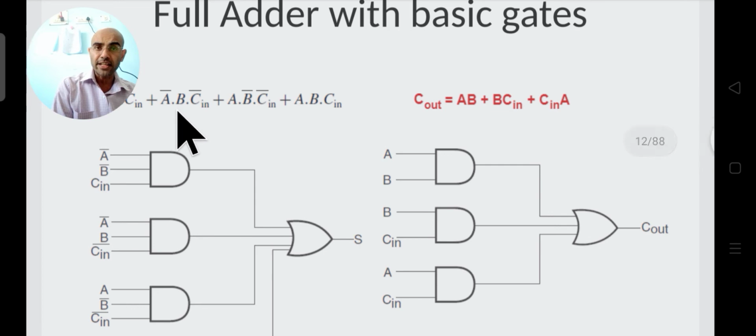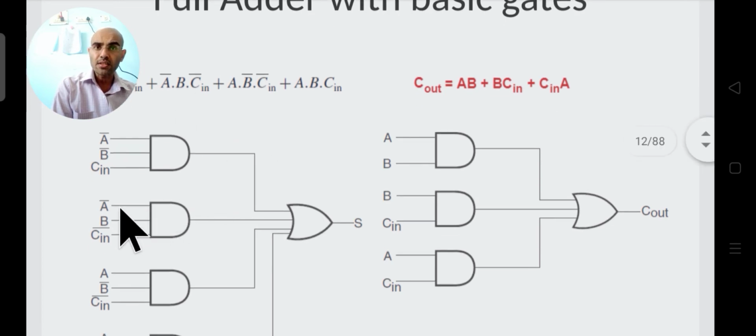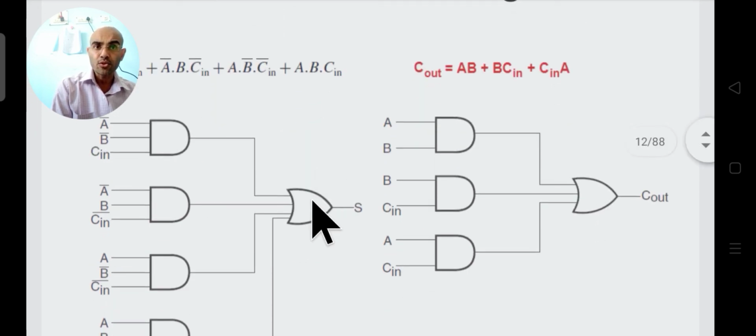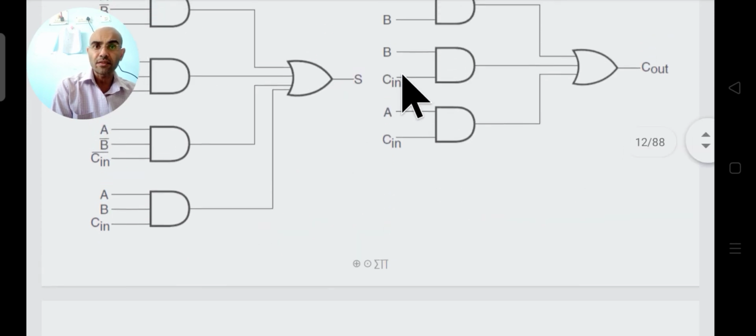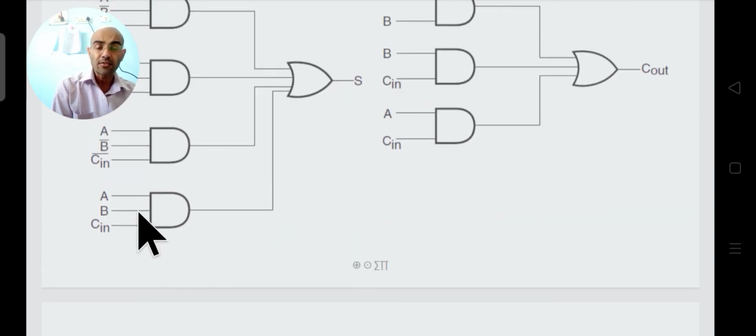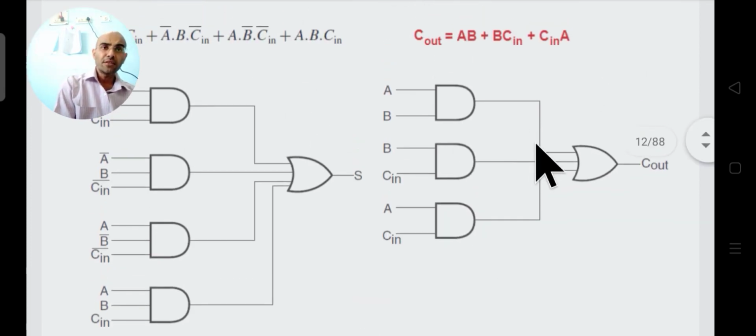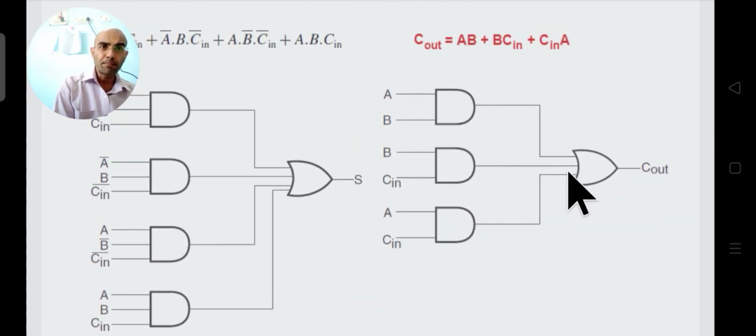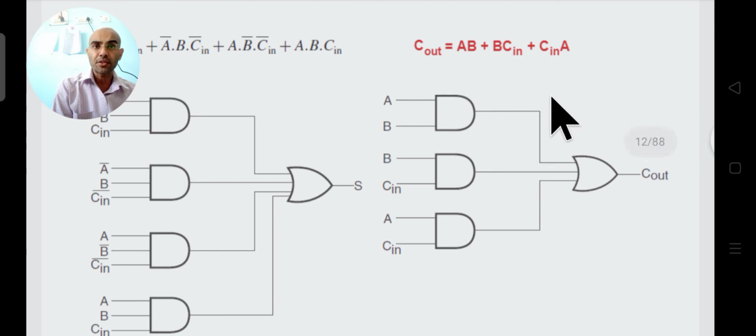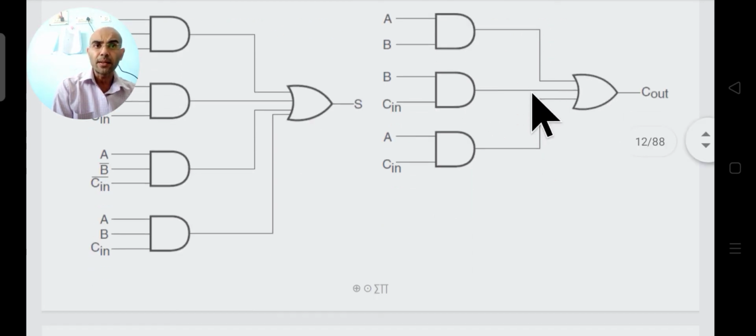So let's say I take this term A bar B C in bar. This is implemented with the help of this 3 input AND gate, and this OR gate should have 4 terms, so it is having 4 terms. You can check any other term randomly. This is 3 variables A, B, C in, and here this OR gate should have 3 inputs, so they are coming 1, 2 and 3. This input is A dot B, no problem, B C in, no problem, then C in A. So you see, this is what we have done: depending upon whatever expression we have, we realized it with the help of our basic gates.